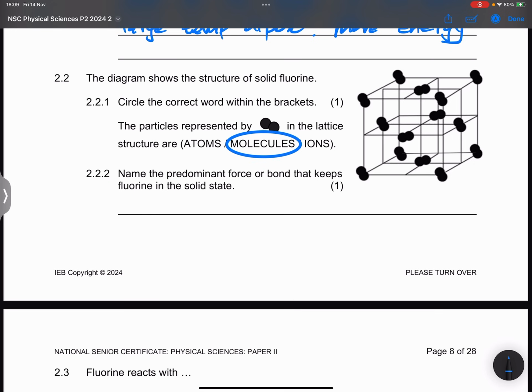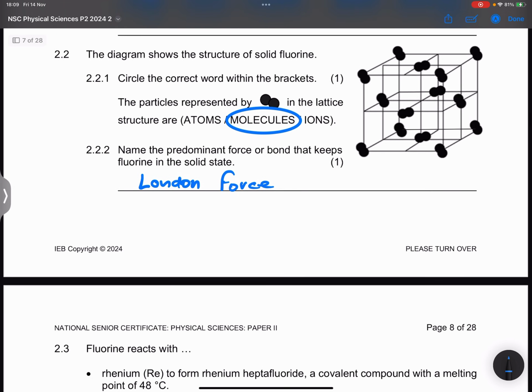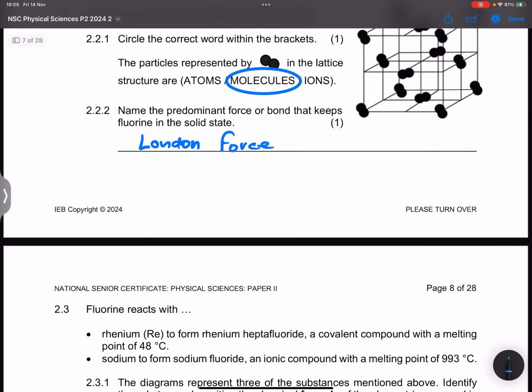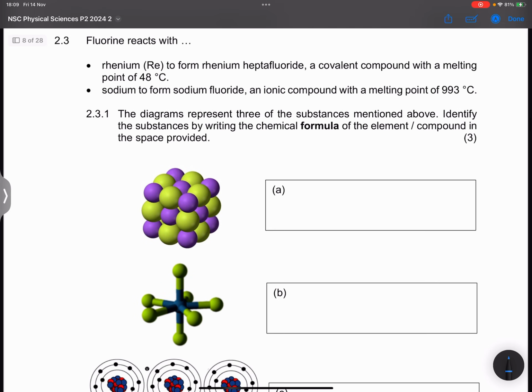Right, they say to us, name the predominant force or bond that keeps fluorine in the solid state. So I want you to note in that case, we will have London forces. Anytime that we've got two atoms that are exactly the same, bonded together, it means those are covalent bonds. And when we've got covalent bonds, it means that we will have London forces. You can also call them induced dipoles or dispersion forces. Nothing wrong with that. Right, and then we go to the next one.